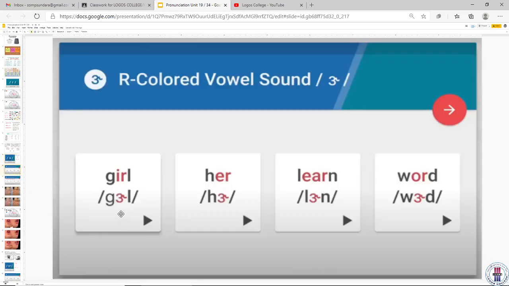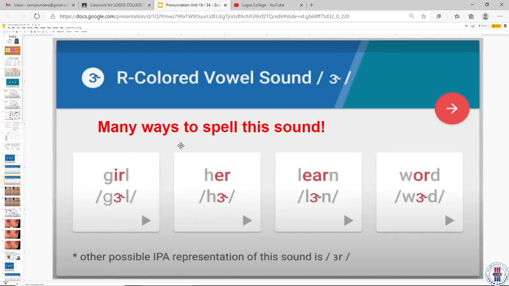Let's look at some words. Girl, her, learn, word. Remember, this is a long vowel sound. And there are many ways to spell this sound. In the word girl, it's spelled with the IR. Her is spelled with the ER. Learn is spelled with the EAR. And word is spelled with an OR. Right? We'll talk about spelling a little bit later.